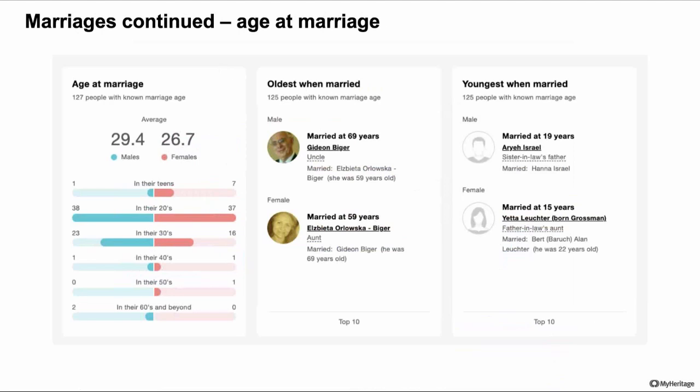And we also see who the oldest people in my tree were when they got married. So this is actually a couple, my uncle and his second wife, and they got married when he was quite old. And also the youngest. So I have here a male who was 19 and a female who was 15. That's the youngest age of a woman marrying in my tree. And if I want to see more, again, click top 10 and you'll see the women and men who were youngest when they were married according to my family tree.